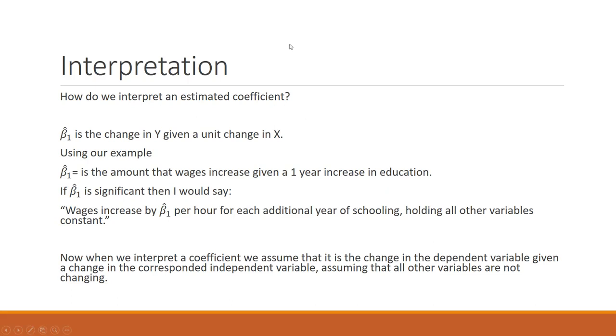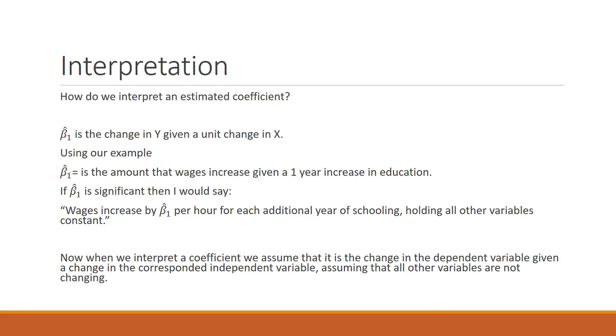So for example, let's say beta 1 is the change in y given a unit change in x. So using our example, beta 1 is the amount that wages increase given a one-year increase in education. To interpret beta 1, the estimate beta 1 hat, we would say wages increase by beta 1 hat per hour for each additional year of schooling, holding all other variables constant.